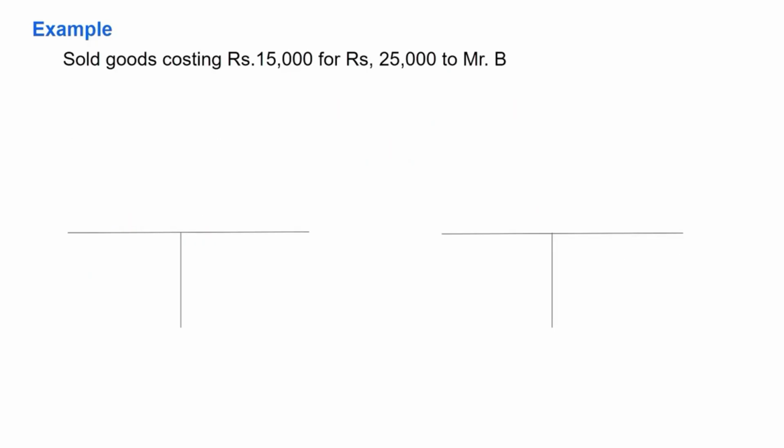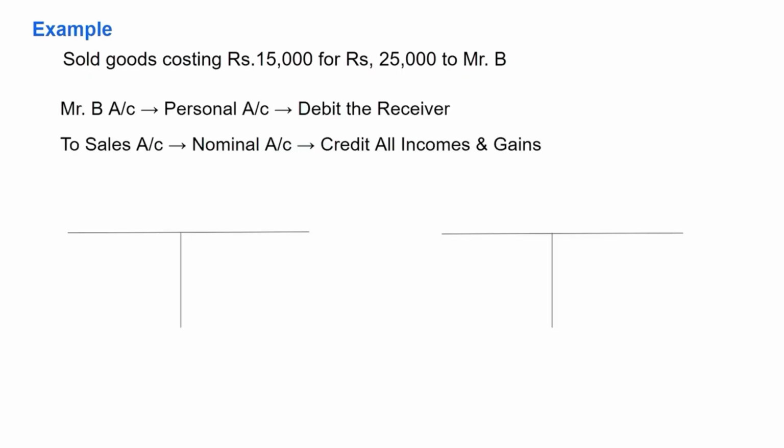Next, sold goods costing rupees 15,000 for rupees 25,000 to Mr. B. Sales is an income. That's why we credit it. And customer Mr. B will pay us, so we debit him. So Mr. B, his personal, debit the receiver. To sales, it is nominal account, so credit all incomes and gains. And we record it as Mr. B account and sales account. Debit side Mr. B 25,000 and credit side sales 25,000.